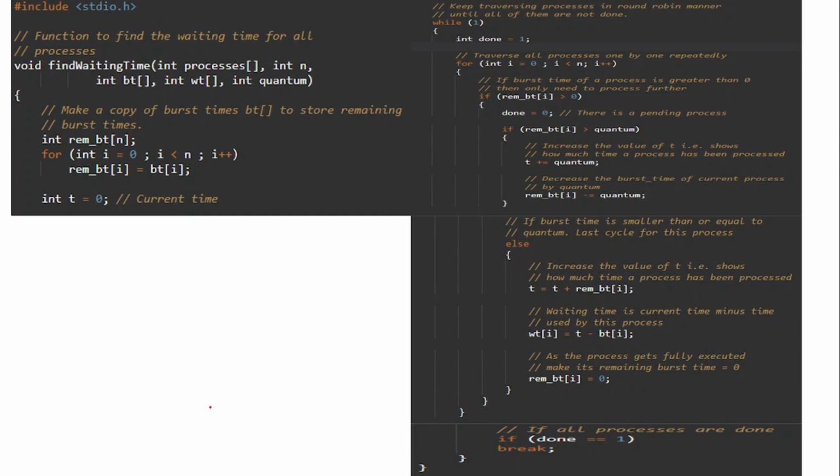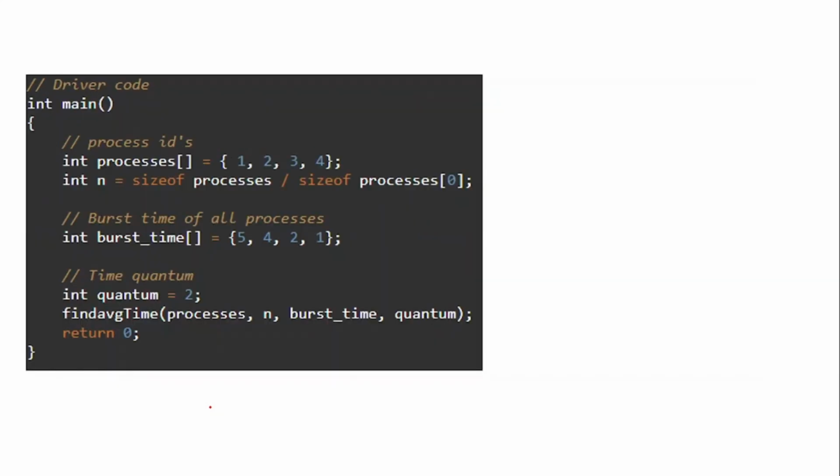Starting off with the main function. So this is the main function here. Again, I have some processes with me, some process IDs. Variable n is here. So in this case, what would be the value of n? n would be the size of processes, which is, since there are four processes and each one has size 4, divided by the size of an individual process, that is the first process. So the size of the first process is 4 only, so n is 4.